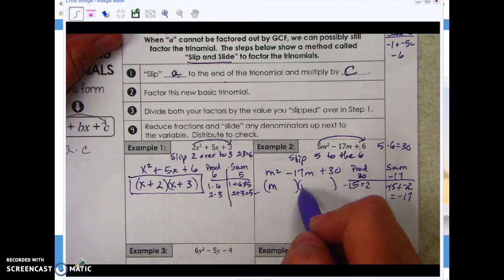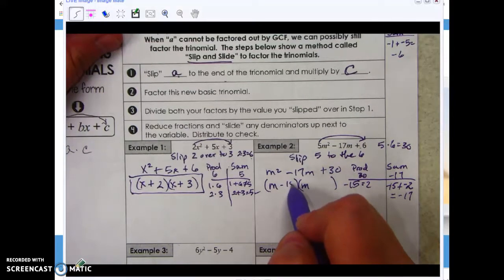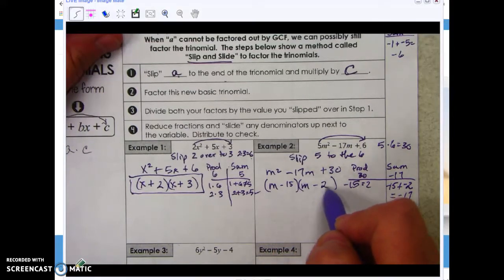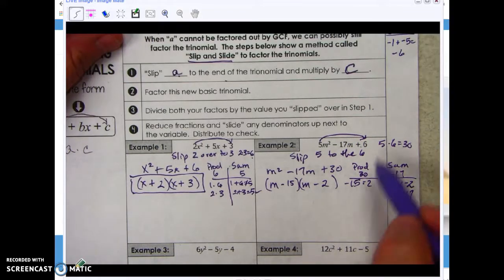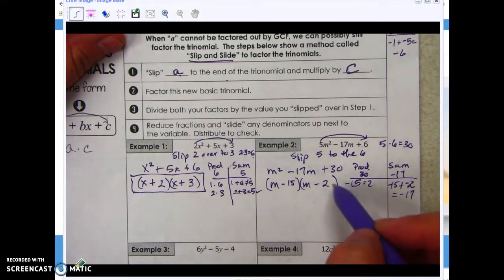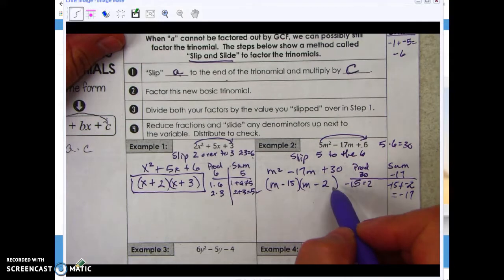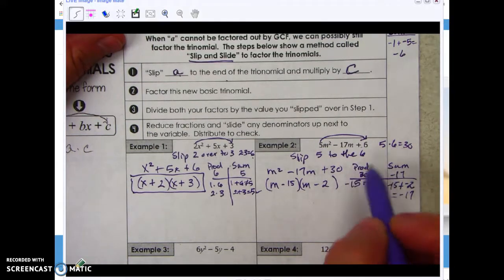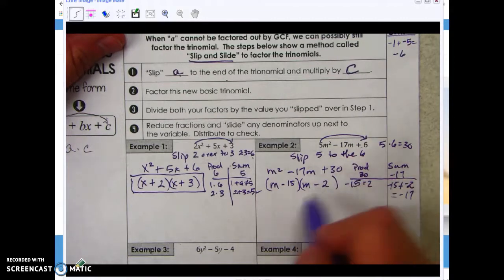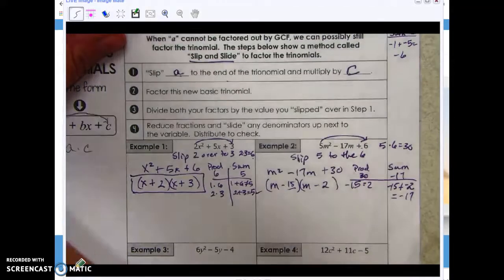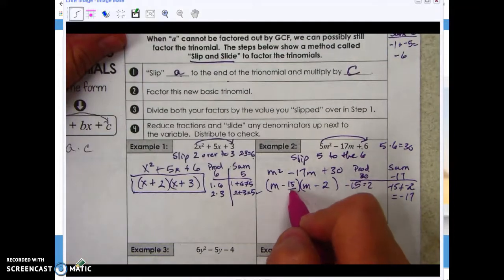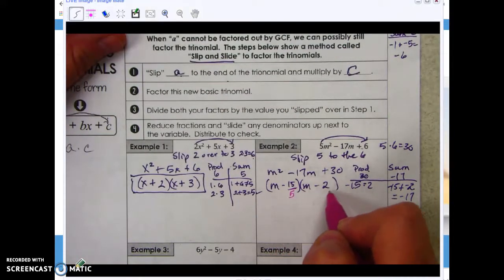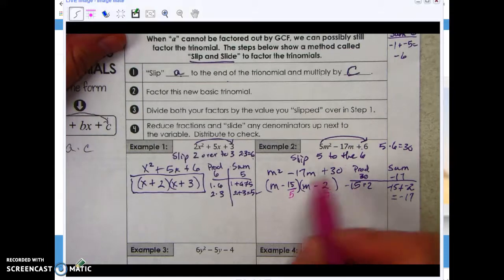M and M go here. Minus 15 minus 2. Now, for my next step, I'm going to slide. I did my slip when I slipped the 5 over to the 6. Now I slide. I slide the 5 under those two factors that I came up with.